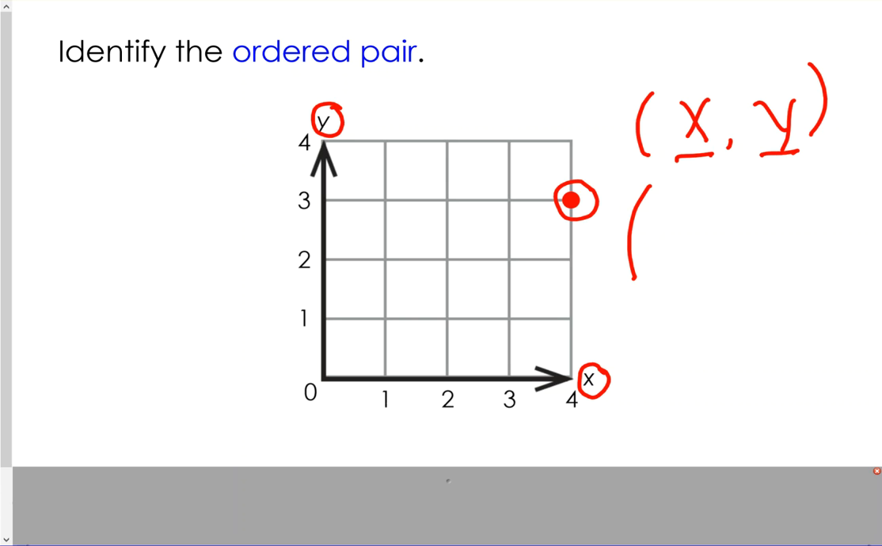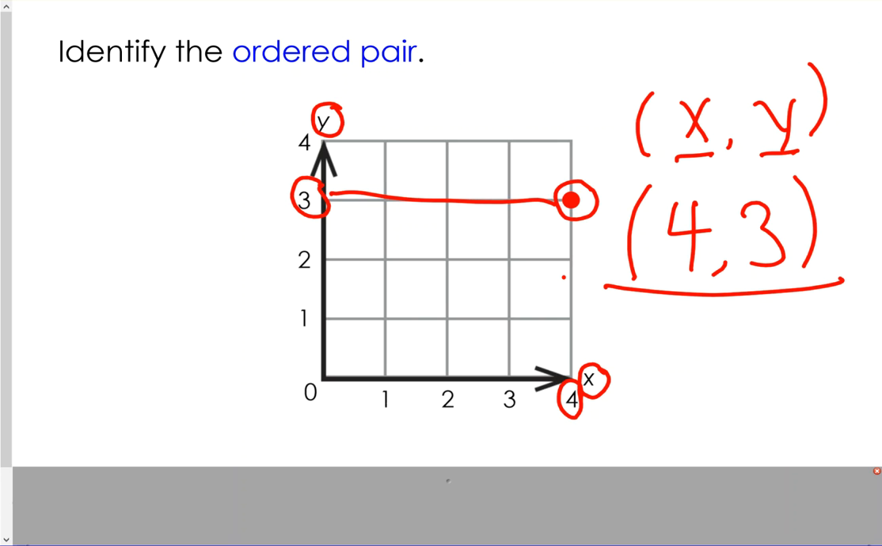You can remember x comes first because it goes in alphabetical order. X before y. The x-coordinate of this point is 4. The y-coordinate of this point is 3. Our ordered pair is 4, 3 in brackets.